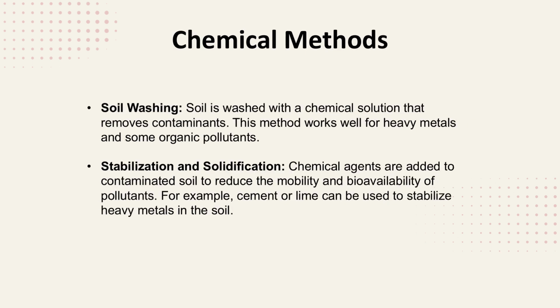Chemical approaches include soil washing, where the soil is cleaned using chemical solutions to remove contaminants. This works well for heavy metals and some organic pollutants. Another chemical method is stabilization and solidification. Here, chemical agents are added to the soil to reduce the mobility of pollutants, making them less likely to spread or be absorbed by plants.